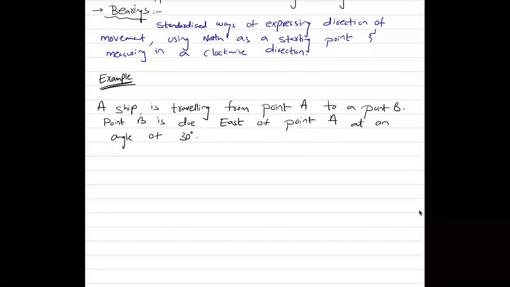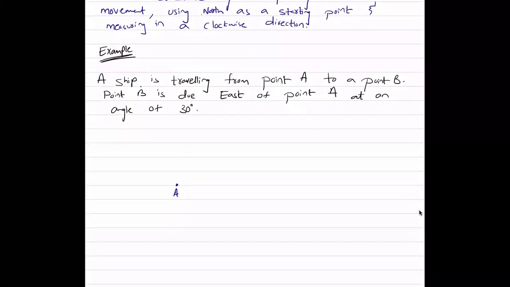There is a point A. And there's a ship traveling from point A to a point B. Point B is located east of point A and at an angle of 30 degrees. You should have an idea about the directions, the north, south, east, and west. So you should understand that if this is a point, then this is the north, this is south, east and west.